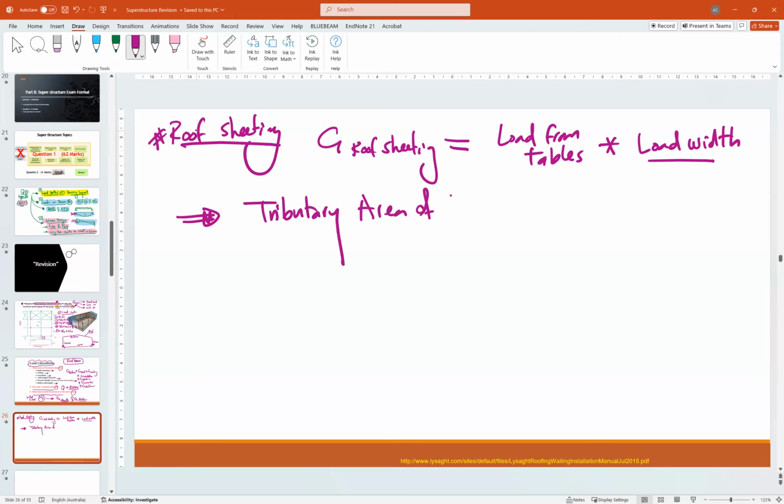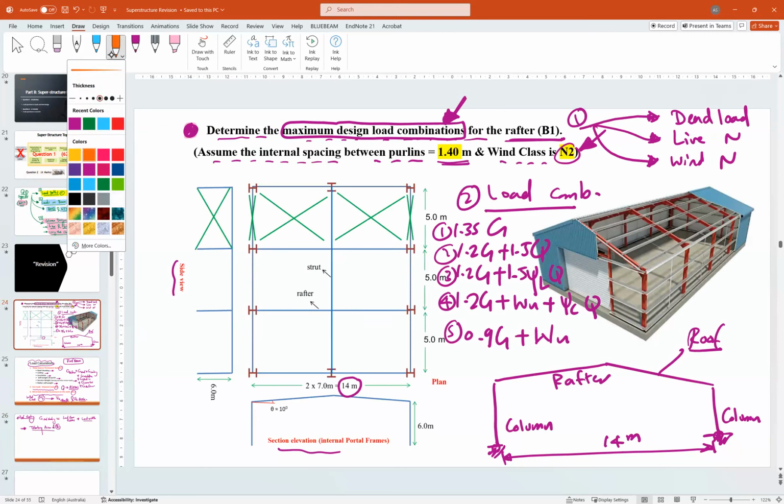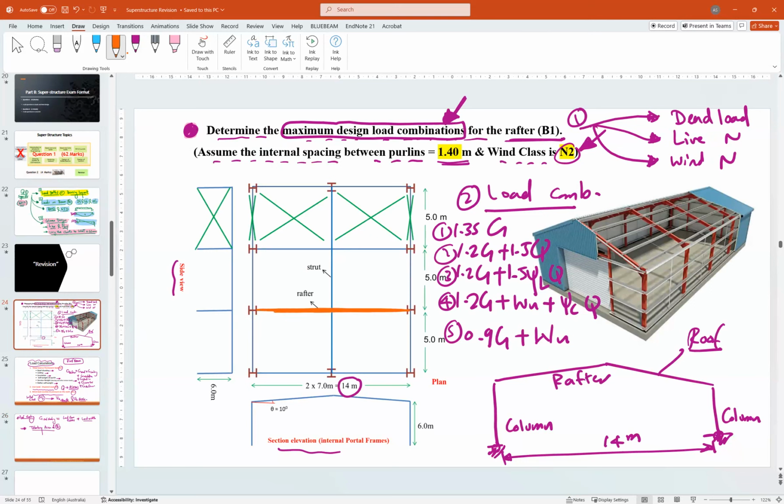How the tributary area looks for B1. If this is our shed, so beam B1 is carrying half. This is the rafter, right? So this rafter is between this column here and this column here. So this rafter is carrying half spacing from the top, half spacing from the bottom. So it's carrying from top 2.5, from bottom 2.5. So how much is the load width? 5 meter. So 5 meter is the load width.